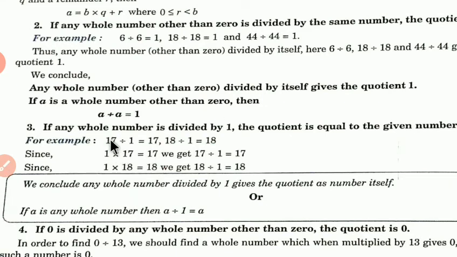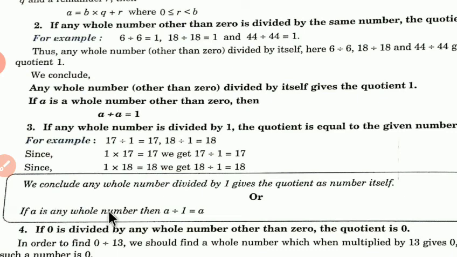Then third, if any whole number is divided by 1, the quotient is equal to the given number. Here, as you can see, 17 is a whole number and we have divided by 1. If we divide 17 by 1, the answer is 17, the whole number itself. 18 divided by 1, we'll get the answer as 18 only. So we can conclude that any whole number divided by 1 gives the quotient as the number itself. Here quotient means the answer.